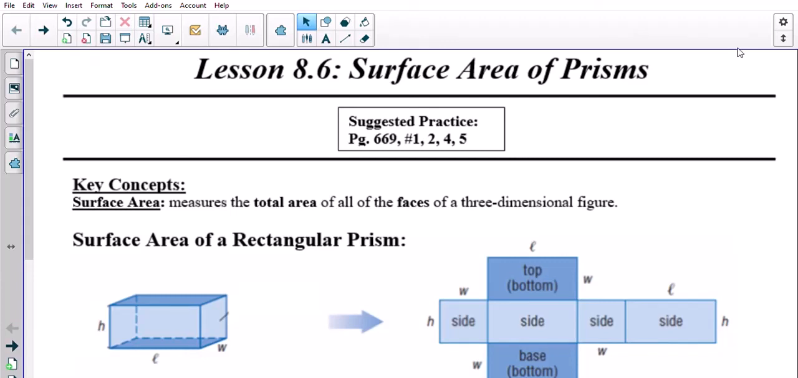Today's video comes from the lesson 8.6 guided notes on surface area of prisms. Now, we've already talked about volume of prisms, and that's the amount of space inside of a shape. Surface area is an area of two-dimensional shapes, but on three-dimensional figures. So it measures the total area of all of the faces of a three-dimensional figure.